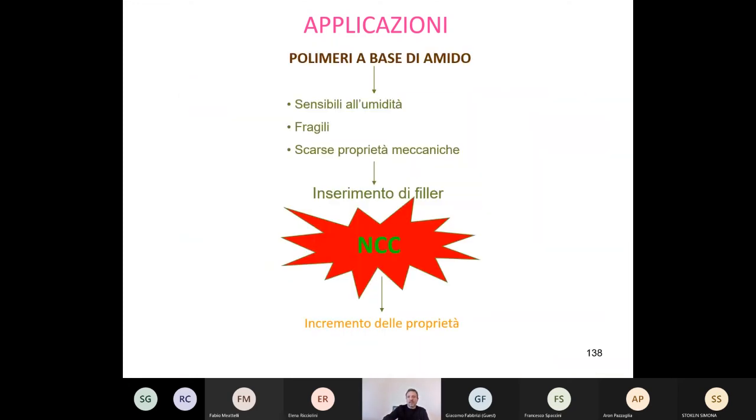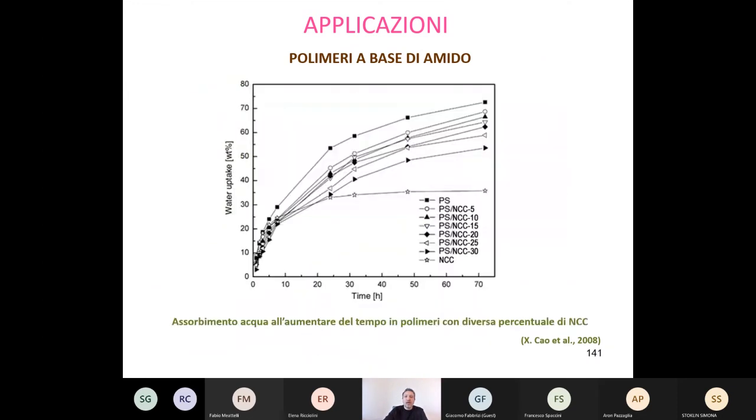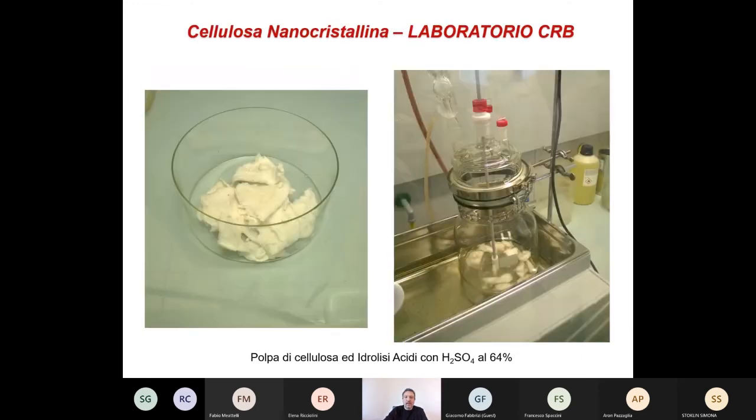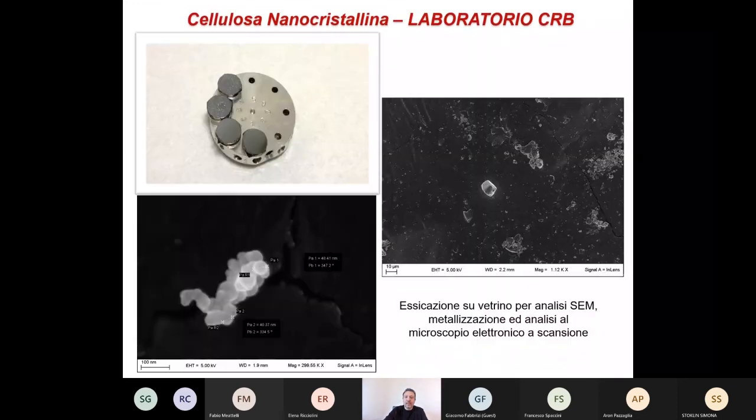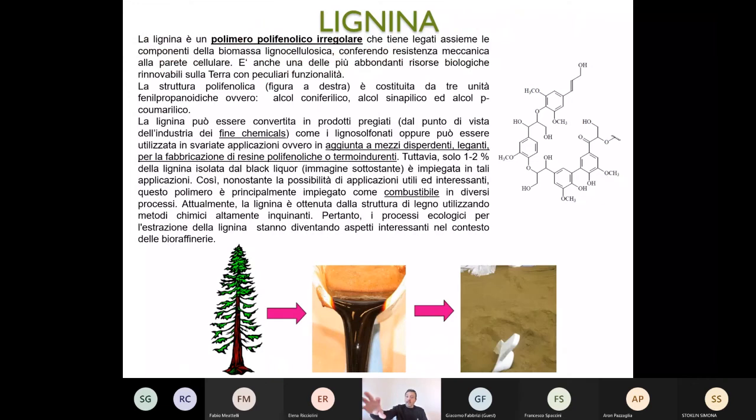Lignin is probably the most important subproduct you obtain from all these pathways we investigated. Cellulose and hemicellulose are so interesting, with a large number of possibilities.